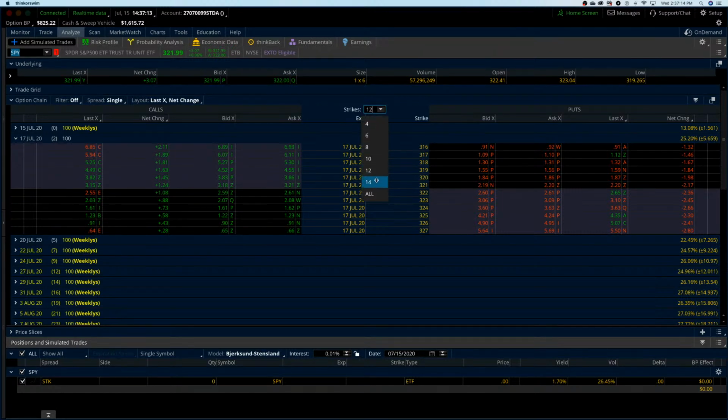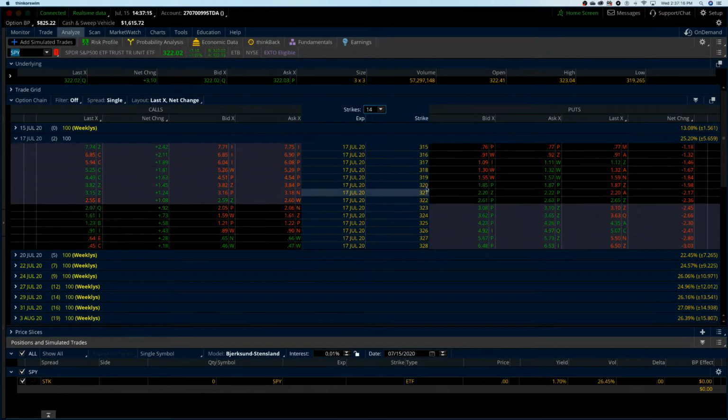Show 14 strikes. So when we choose this one contract, we can buy a contract date, when it's going to expire, and at what strike price that we want. So here's a listing of all the different strike prices for that expiration. It's not all of them. It's 14 of them, 7 below and 7 above the current price.